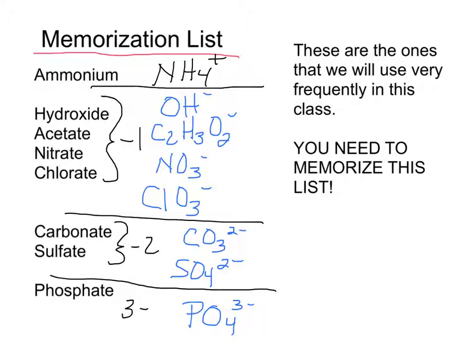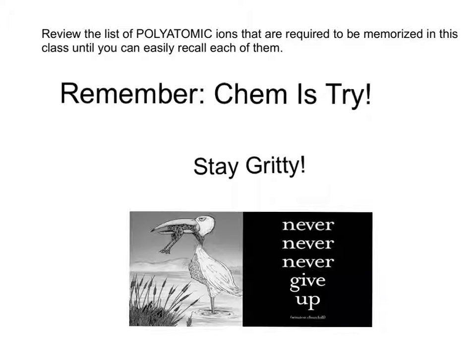Now, if you can memorize only these 8 polyatomic ions, you should have no problem passing the mandatory pass exam as long as you know how to use them. So, keep looking at this as many times as you need, and make sure that you have them memorized so it will flow easily in class, okay?